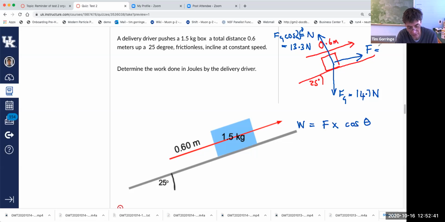And then the force exerted by the delivery driver. Well, if the crate is being pushed at constant speed, the delivery driver's force must be exactly balancing the component of gravity down the incline. That's Fg sine 25 degrees. And again, I've worked that out. 14.7 newtons times sine of 25 degrees, that was 6.2 newtons. And so those are pictures of the three forces that are acting, and actually the sizes and the directions of those forces. And so now we just have to figure out the work done by each of those forces. So let's start with the work done by the person's push up the incline. So the size of that force is 6.2 newtons.